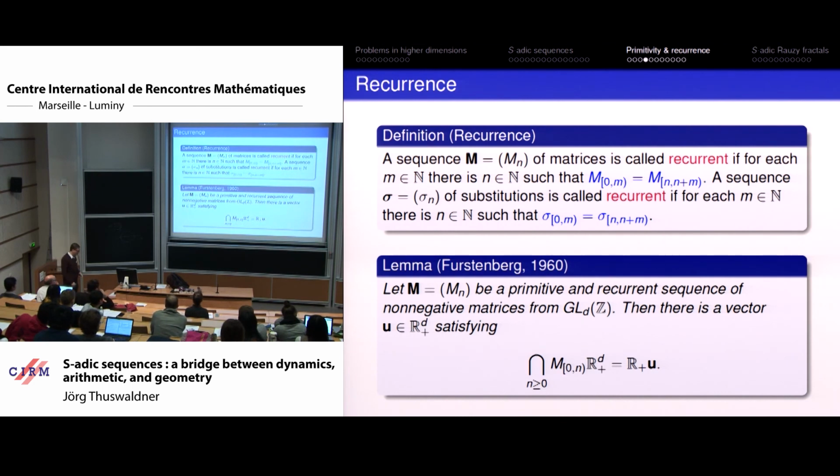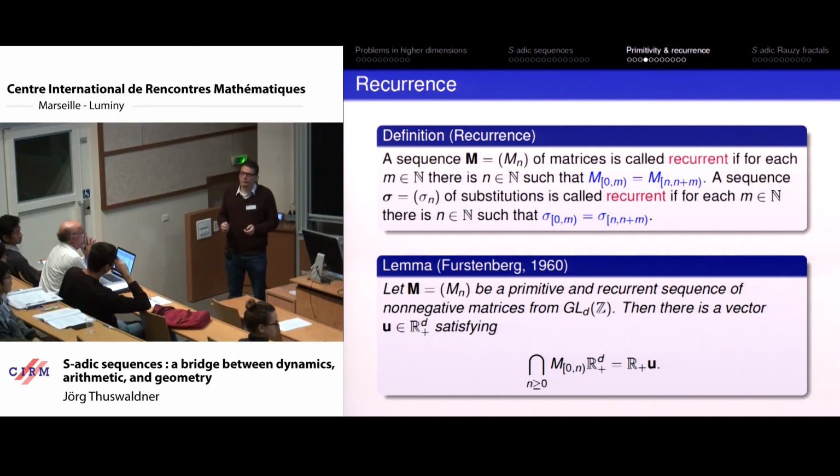The second thing is recurrence. So why do we need recurrence? Please remember the Perron-Frobenius theorem. So if you take the positive cone of R^3 and you hit it with a primitive matrix, a primitive matrix being a matrix which has a positive power, then you make this positive cone smaller and smaller, and eventually it will approximate one direction, which is the direction of the dominant eigenvector, right? This is the Perron-Frobenius theorem.